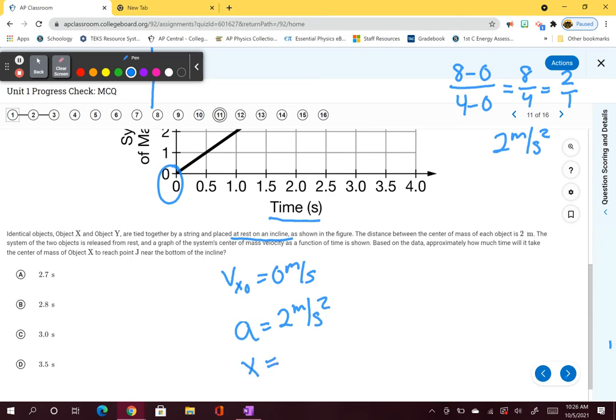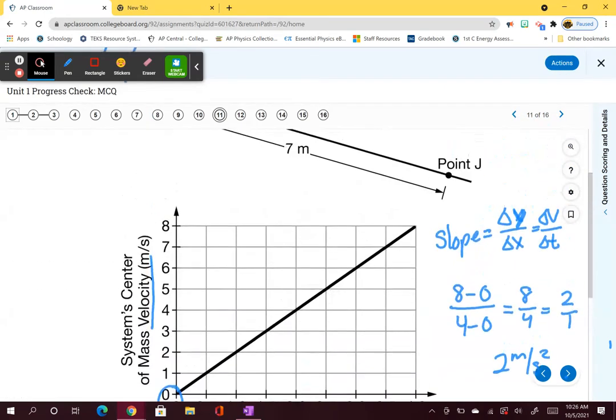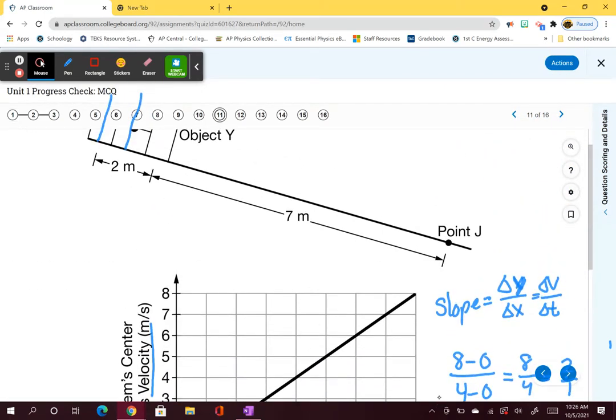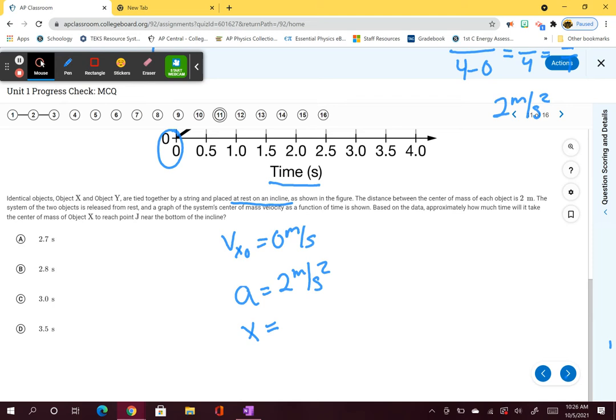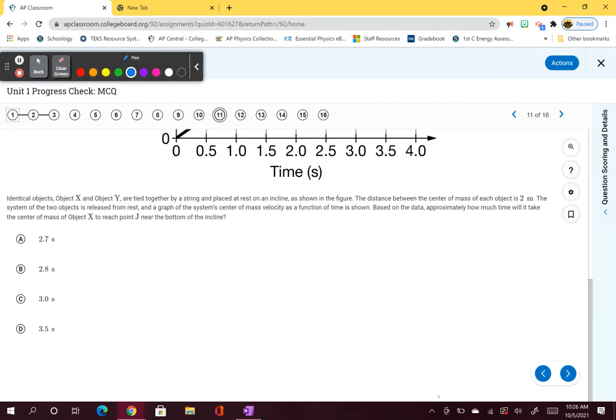Our distance traveled, so the center of mass, so if it's 7 to the center of object Y, and we add 2 more, so 7 plus 2 is 9. So for it to travel object X, our distance is going to end up being, so we have our initial velocity 0, our acceleration to be 2, and the distance to be 9 meters.